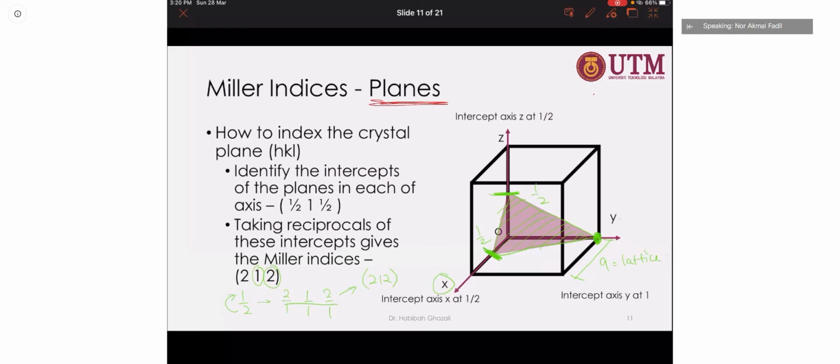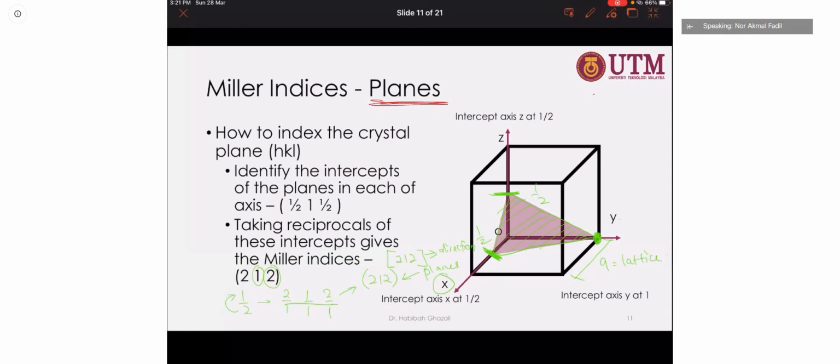Right. If the intercepts, okay, this is to clarify the previous example. For example, you have a fraction number 1/h, 1/k, 1/l, and after the reciprocal, you will get h/1, k/1, and l/1. And over 1 means that it's equivalent to h, k, and l. And if you write in the index, HKL in the bracket.